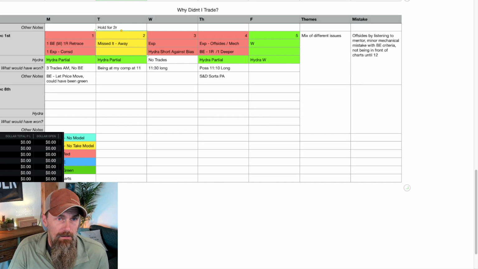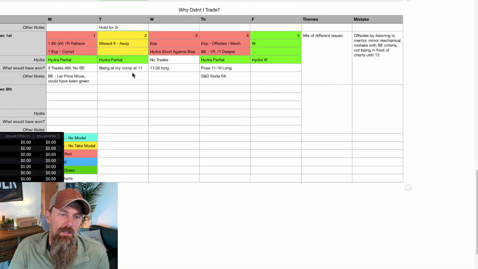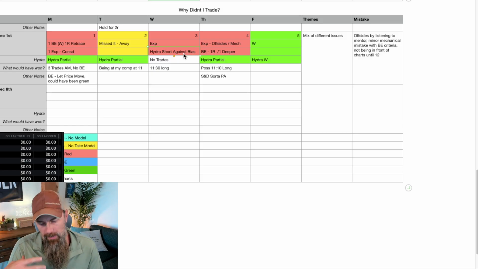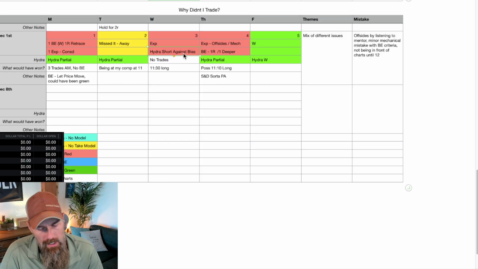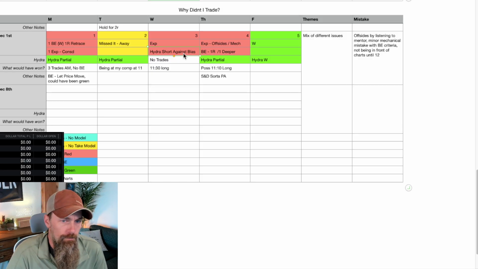In the case of Tuesday, I don't have a trade, right? Yep, no trade. I missed it because I was away from my charts. My rule is I'm supposed to be at my computer until 11, but for whatever reason, I stepped away from my charts and I missed the trade. Now, on Wednesday, I had an expense, and here's where my mistake was. I paid attention to my mentor who had a short bias. I actually had a long bias, and I took a short against my own bias because it's what my mentor was looking for, and I ended up losing that trade. So that was my own fault.